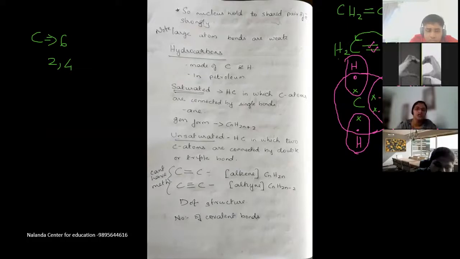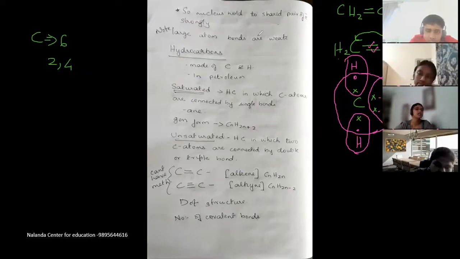So this is the dot structure. This is very important. I want you guys to try ethane as well. Okay, let us see alkyne.